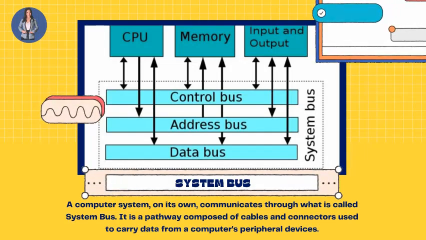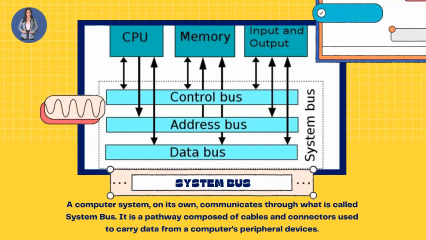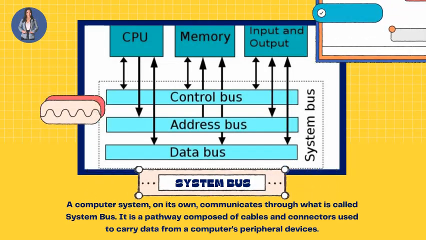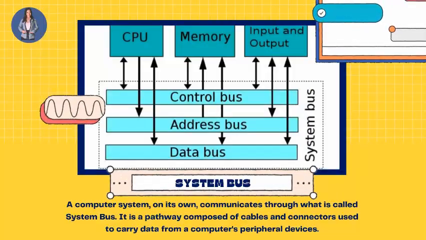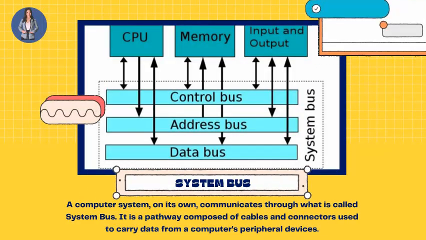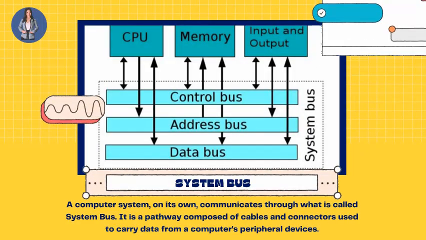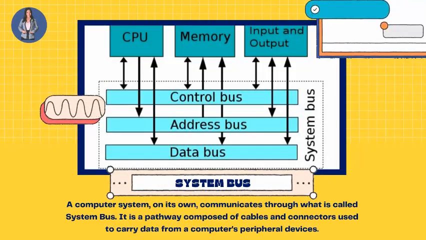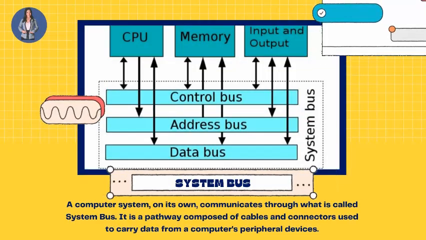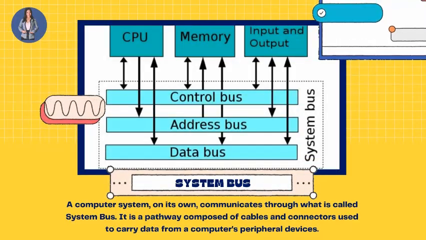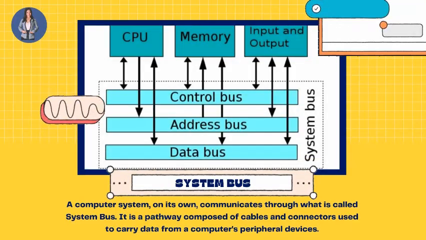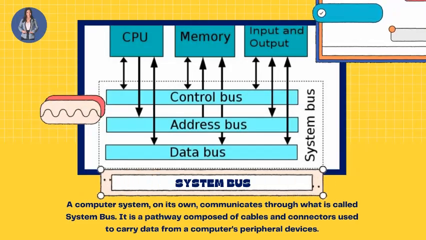System bus. What is system bus? A computer system on its own communicates through what is called the system bus. It is a pathway composed of cables and connectors used to carry data from a computer's peripheral devices, such as monitor, keyboard, mouse, etc., to the CPU or the central processing unit and the main memory. That is the system bus.